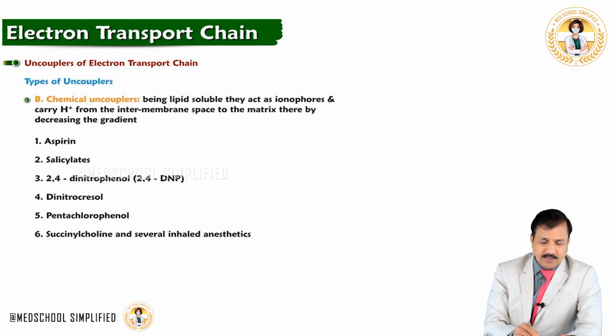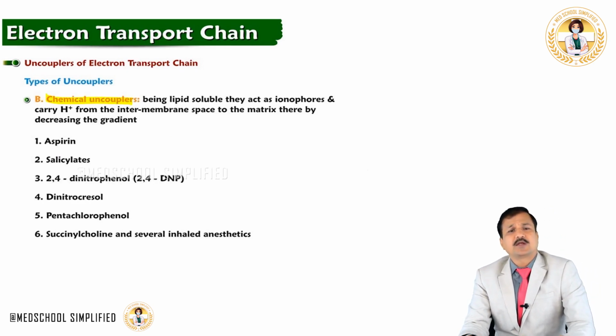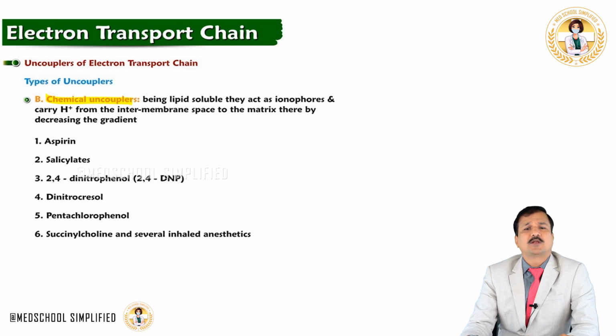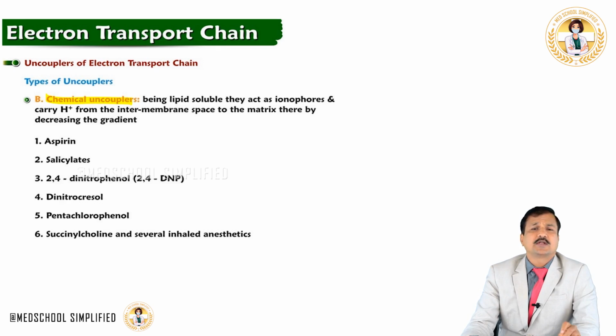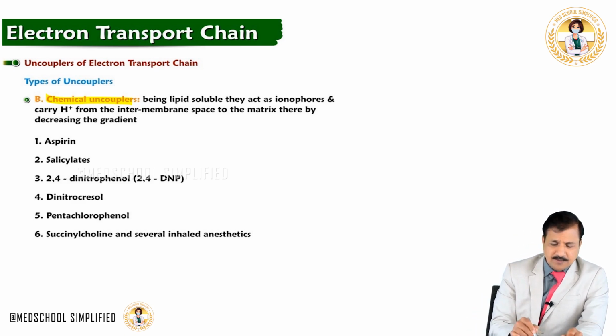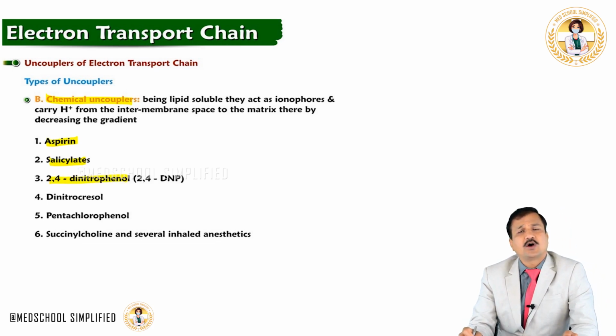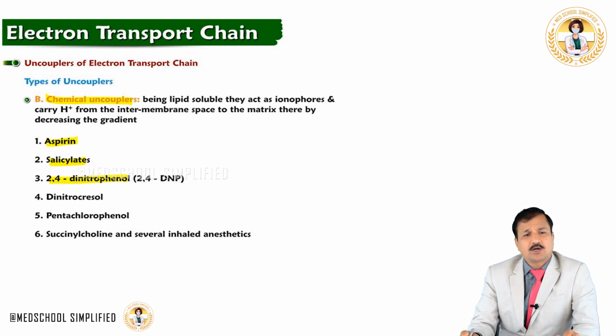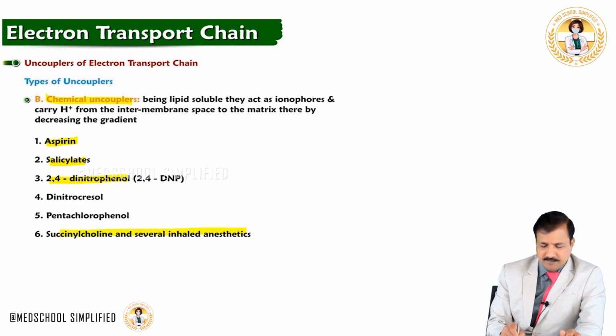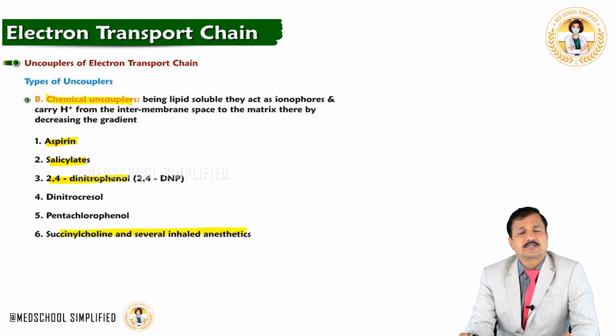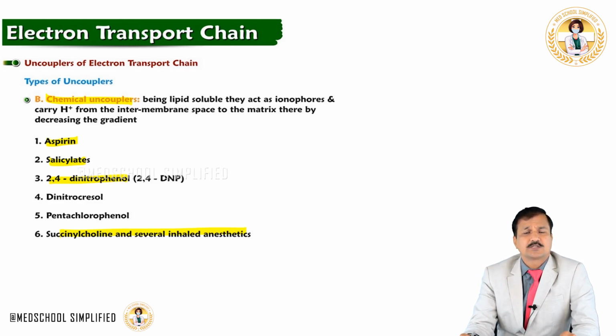Now coming to the chemical uncouplers. Chemical uncouplers are lipid soluble molecules. They act as ionophores and carry protons across the inner mitochondrial membrane into the matrix side of the mitochondria. Examples of chemical uncouplers are aspirin, salicylates, 2,4-dinitrophenol, dinitrocresol, pentachlorophenol, and succinylcholine, and several other inhaled anesthetics. They can act as chemical uncouplers of the electron transport chain.